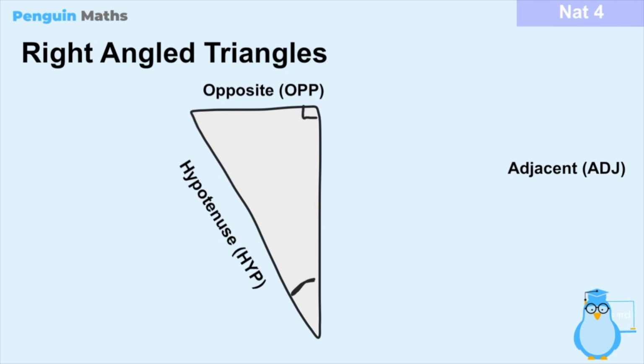And finally we have the adjacent, which is the side that lies next to both the known angle and the right angle, so that must be this side in here, which we can label like so. And the reason that I've just included these abbreviations is because when we go to solve problems using the names of these sides, it's just easier to shorten it to the first three letters. So for opposite we write OPP, the hypotenuse we write HYP, and the adjacent we write ADJ.